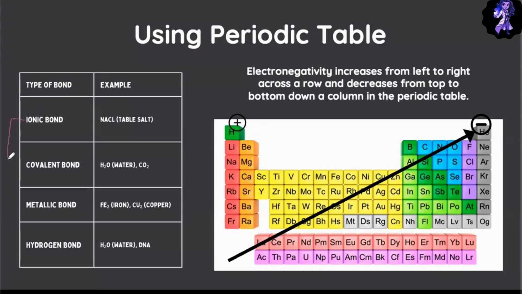Okay, so let's talk about the difference between ionic and covalent. If you remember, ionic means transfer of electrons and covalent means share.